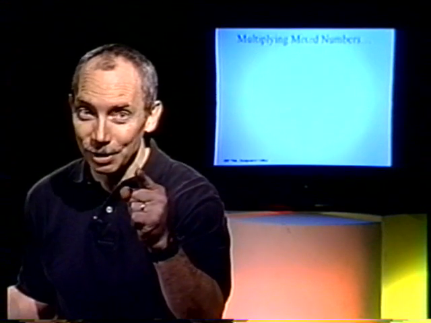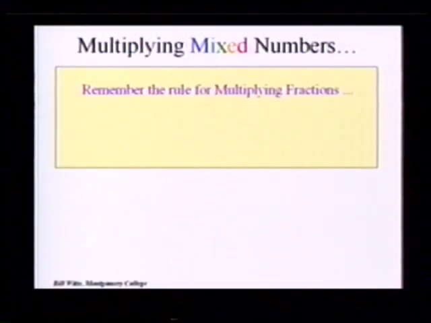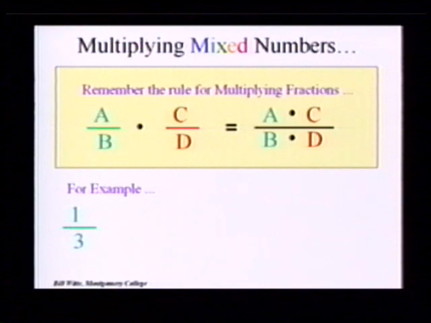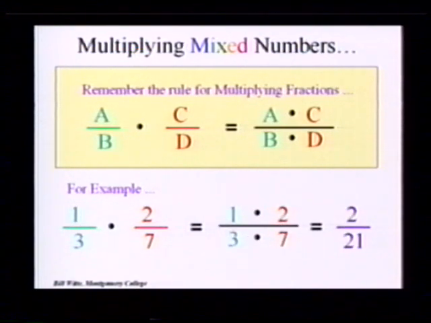And another thing. Of course, if we want to multiply mixed numbers, now that you know how to change them into improper fractions, watch how easy this is. We're going to take the rule for multiplying fractions, a over b times c over d, is just multiply them. A times c over b times d. Okay, for example, I want to multiply 1/3, you knew this, times 2/7. We're just going to multiply across, right? And I get 2/21. Now that has nothing to do with mixed numbers because they're not mixed numbers.